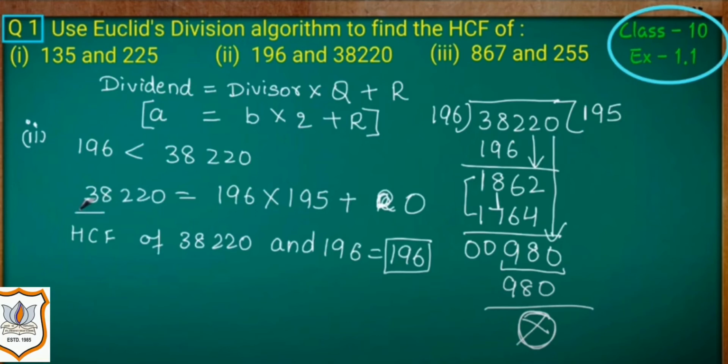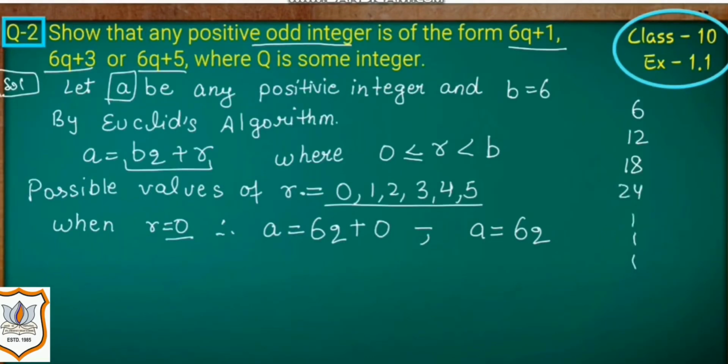In the same way, you can do Exercise 1.1. Question number 2: Show that any positive odd integer is in the form of 6q plus 1, 6q plus 3 or 6q plus 5, where q is some integer. First, let a be any positive integer and b equal to 6. By Euclid's algorithm, I can write a equals bq plus r, where the value of r is 0 or greater than 0 and smaller than b. So the possible values of r are 0, 1, 2, 3, 4, 5.